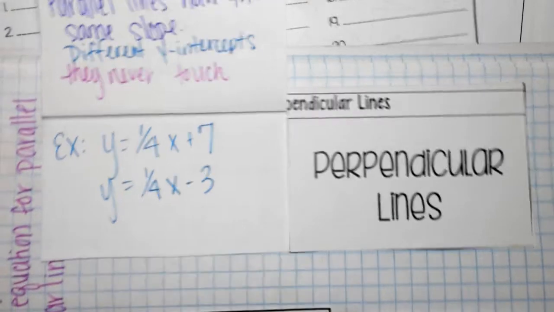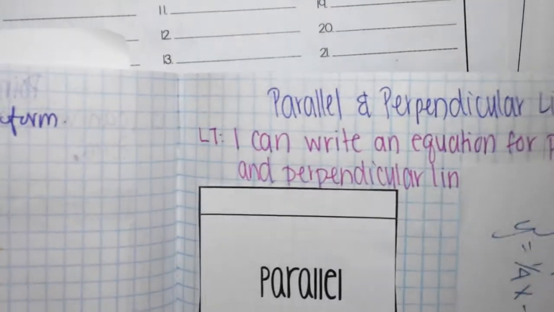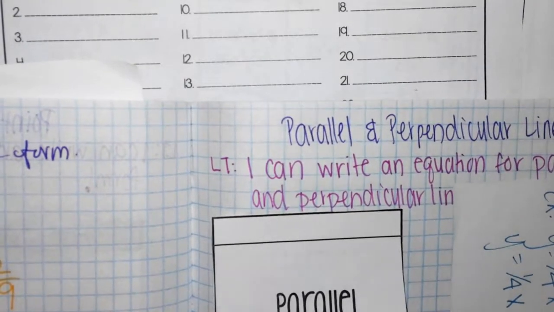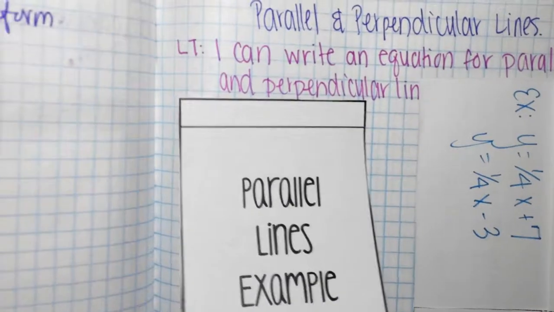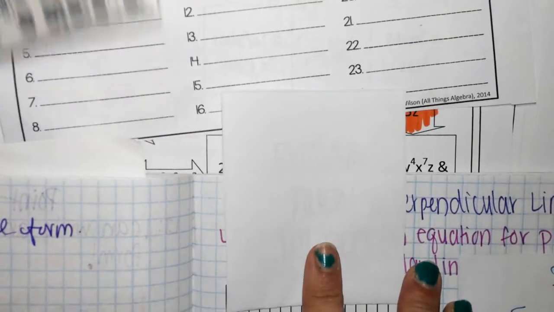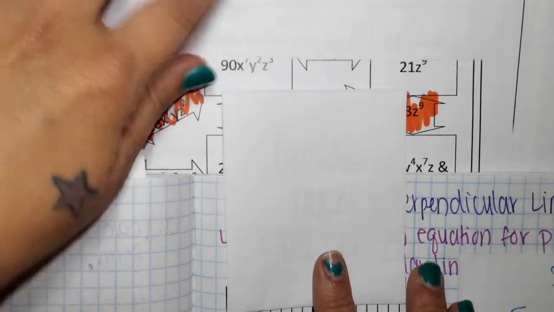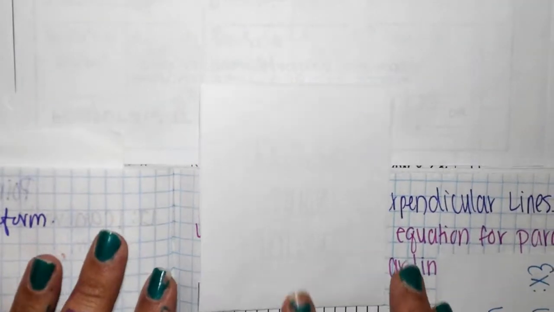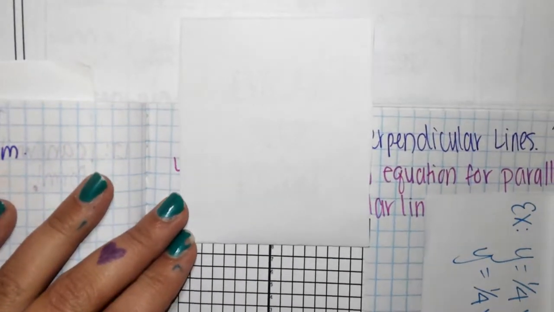Alright, what we're going to do is we're going to turn our paper. We're going to open up this parallel lines right here. And we're going to fold it back. And we're going to write our example up top. Now, what we're going to do is I'm going to give you an equation, and then I'm going to give you a point, and you're going to have to write the parallel line, then we're going to graph it. Are we ready? Is that fair?